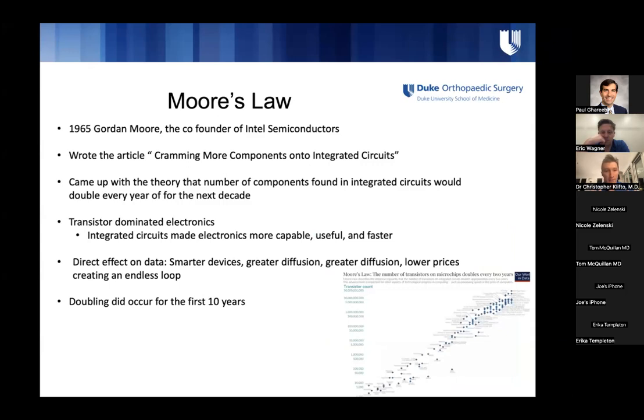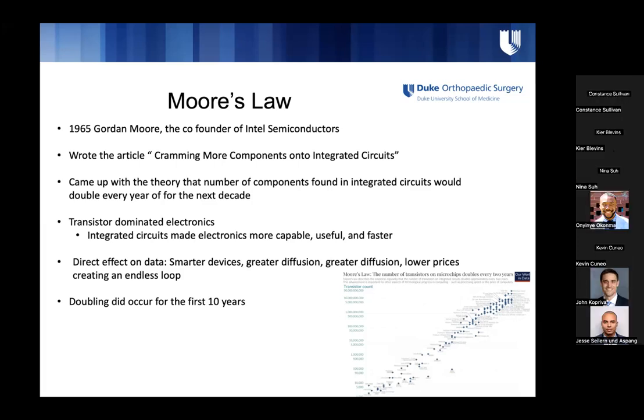So, this continued to Moore's law, and there are a lot of variations of Moore's law, and anyone who knows AI may have a different definition, but essentially it's a highly quoted law that started in 1965 with Gordon Moore. He was one of the co-founders of Intel, and he wrote this article called Cramming More Components onto Integrated Circuits. And essentially he came up with the idea that if they were able to increase their processors and their integrated circuits, innovation would double every year for the next decade.